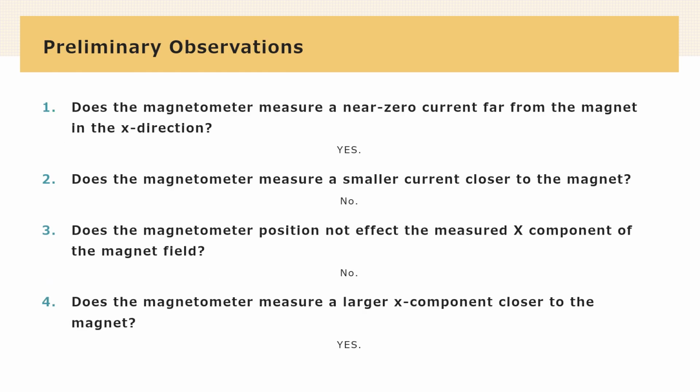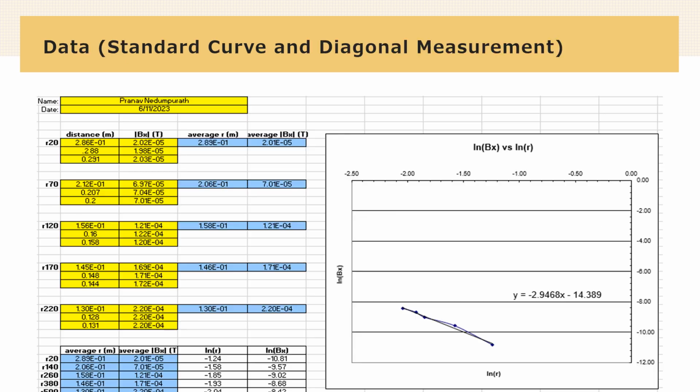A few quick preliminary observations. The magnetometer did measure a near zero field far from the magnet. It did not measure a smaller field close to the magnet, and the position did affect the x component of the magnetic field. The magnetometer also did measure a larger x component closer to the magnet, meaning that the magnetic field strength is higher the closer you are.